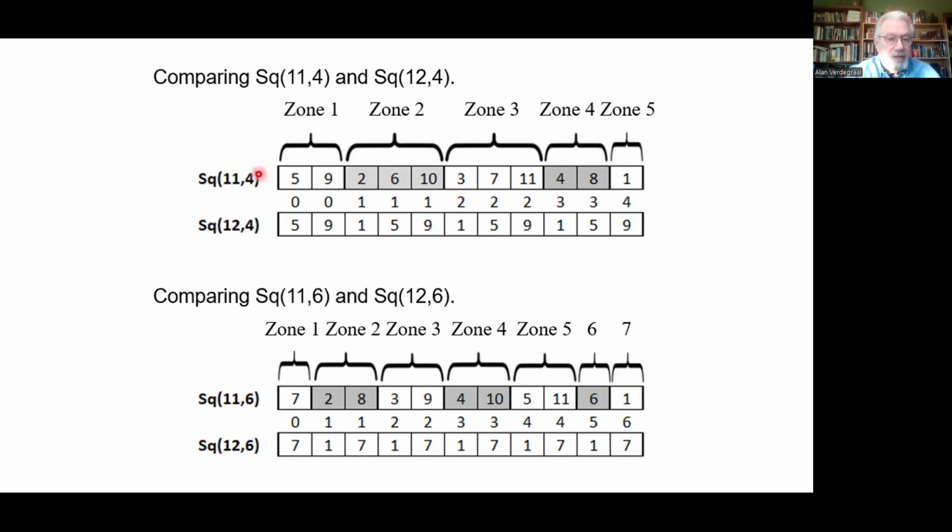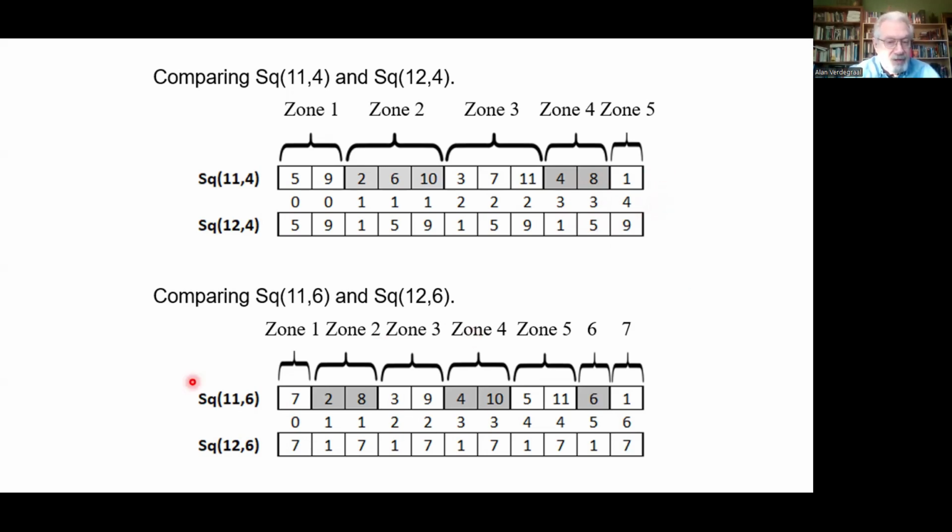So for zone 1, nothing needs to be done because they're going to be the same numbers in both zones. Zone 2, it seems like we subtract 1 from the member number. So 1 from 2 is 1, 1 from 6 is 5, 1 from 10 is 9. Same thing over here. But now that it's zone 3, looks like we're subtracting 2. 2 from 3 is 1, 2 from 7 is 5, 2 from 11 is 9. And for zone 4, we're subtracting 3. 3 from 4 is 1, 3 from 8 is 5, and for the last zone 5, we're subtracting 4.